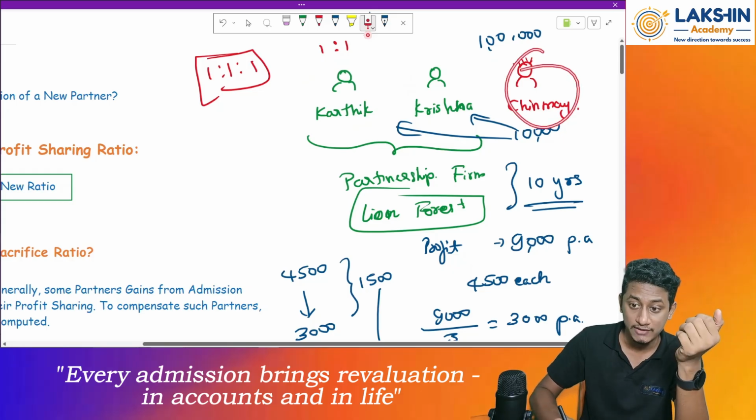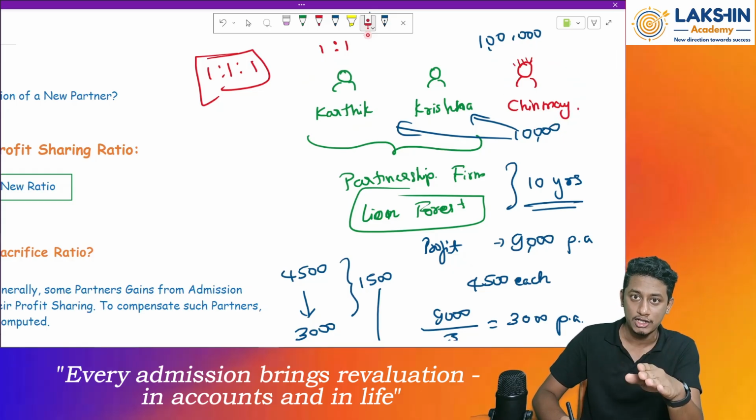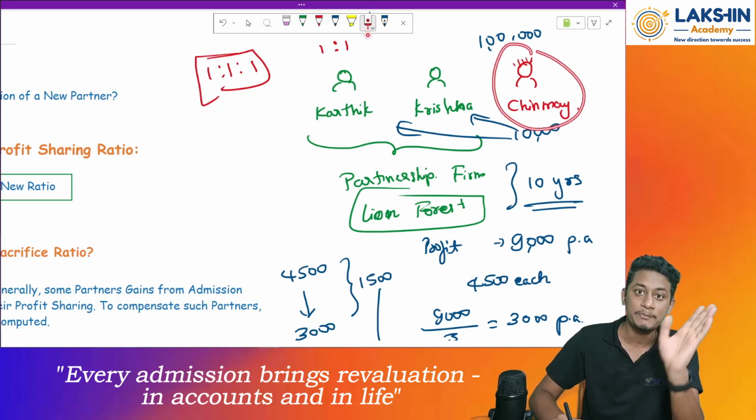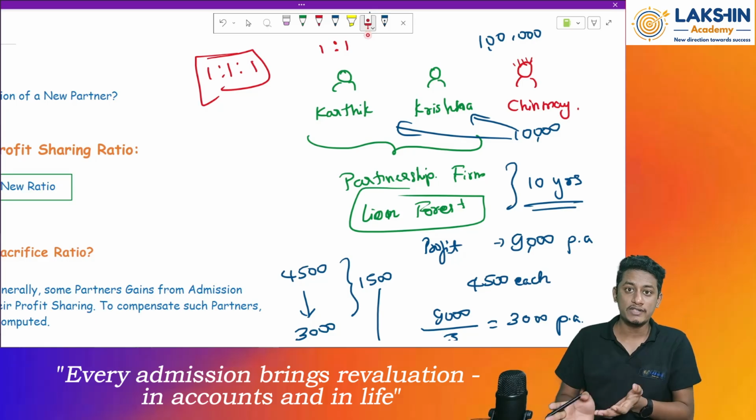Now Chinmay is coming in, and for him we need to give some profit share also, right? Because we know that no partner can be for a zero share. So we should give him some profits if he is a working partner. Okay, now let's learn all of these things in the chapter.